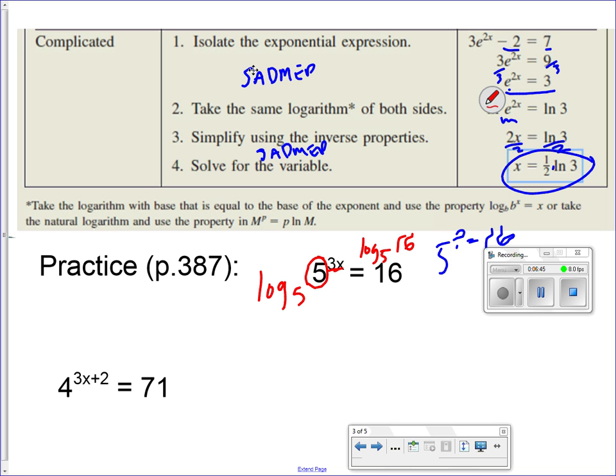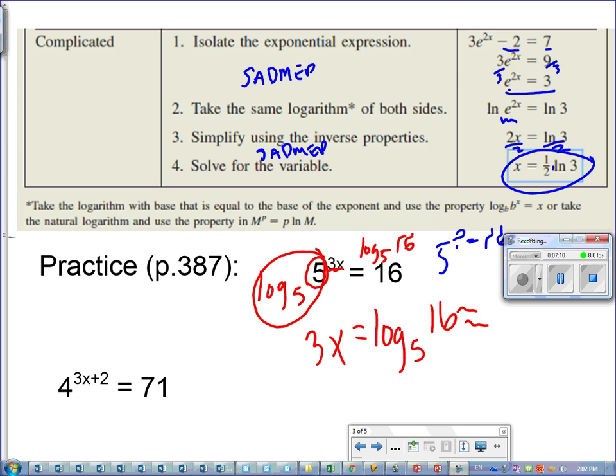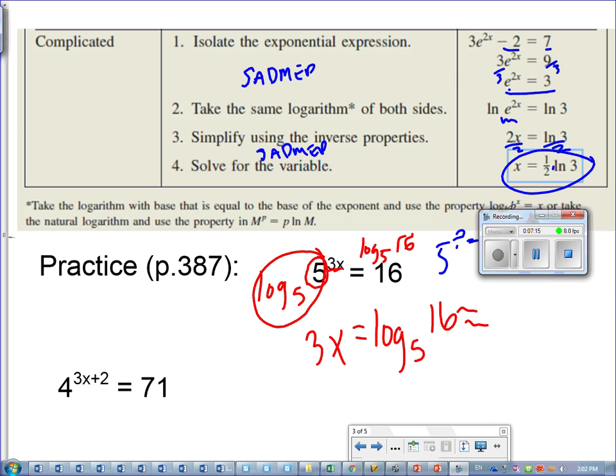In algebra, you can do whatever you want to an equation, as long as you're fair and consistent and do it on both sides. So log base 5 of 5 cancels out, and I have 3x equals log base 5 of 16. Now, if I wanted to approximate this, I could go to the calculator to get this value. You don't have a log base 5 button on your calculator, so you have to do what's called the change of base formula. Again, these are in your properties.